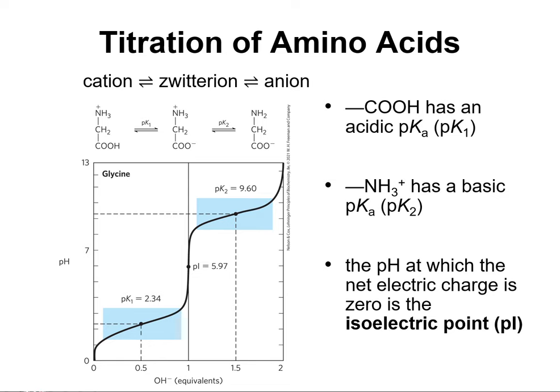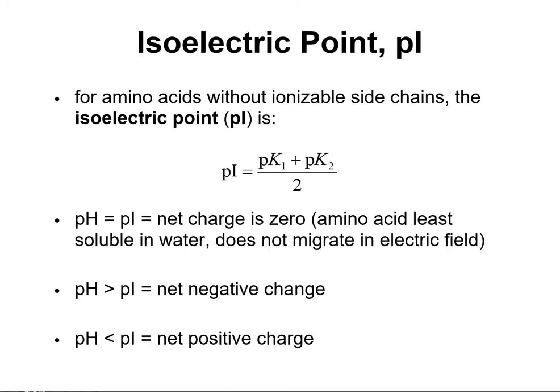So in general, when you're looking at only two ionizable groups like with glycine, you start with the cation, which is something that's positively charged. Zwitterion, zero charge. And then anion, which is something that's negatively charged. Make sure that you understand this. We'll talk a little bit more about that isoelectric point.